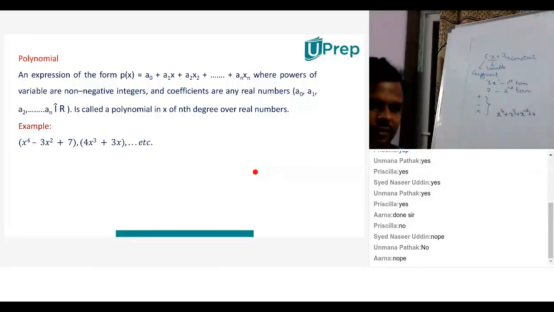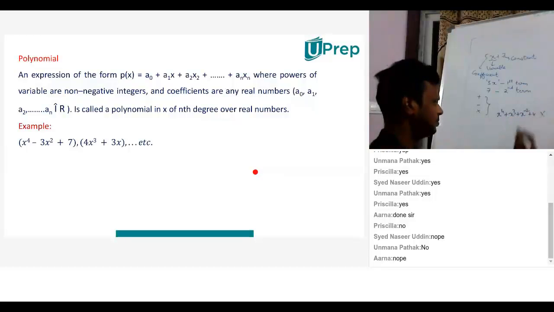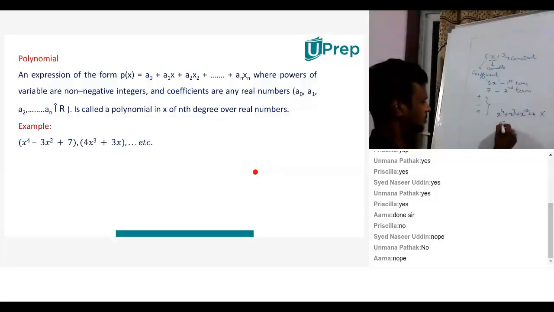Very good, Priscilla. So that means what? Even if I have the other powers as whole numbers, but still if one of the powers is negative, I cannot call this a polynomial. Now what about this? Please type in yes or no.